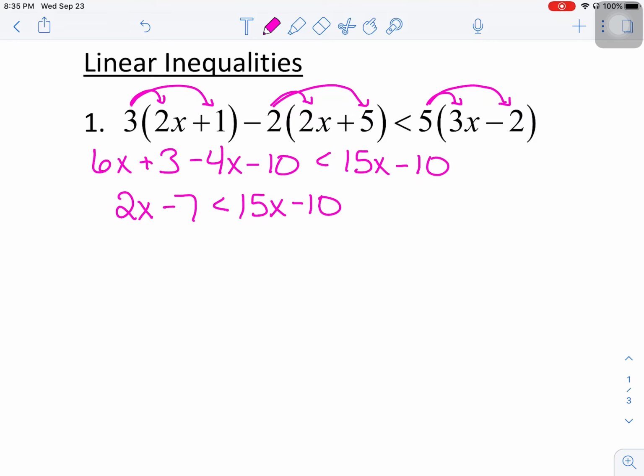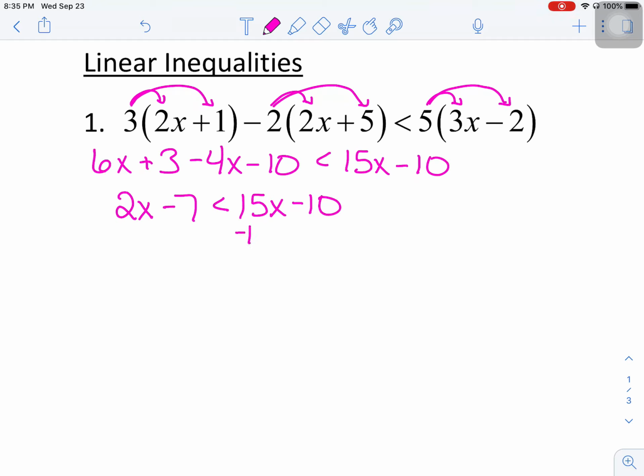Now, at this point, you're going to make a decision. You are either going to put your variable on the left side or you're going to put your variable on the right side. I'm going to make a recommendation. I'm going to recommend that you put the variable on the left side. You don't have to, but it makes reading the inequality later on easier. So that's actually what I'm going to do.